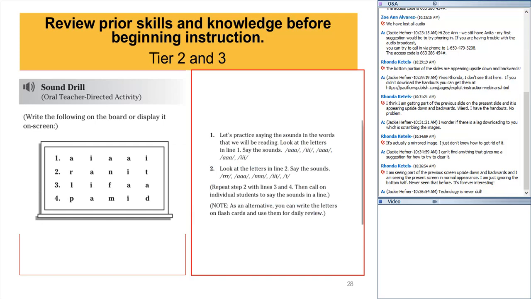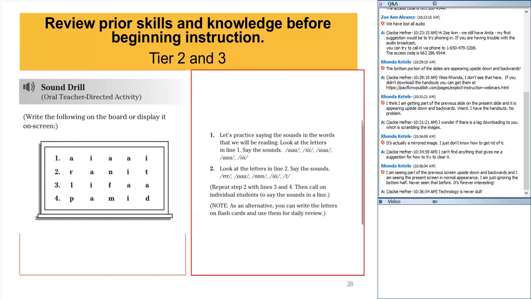Looking at the letters in line 1, say the sounds. So we ask them the sounds. We don't tell them the sounds because we've already taught it. We want them to have to retrieve it. That's going to dig deeper neural pathways and lead to learning. Remember, review should be ask, don't tell.